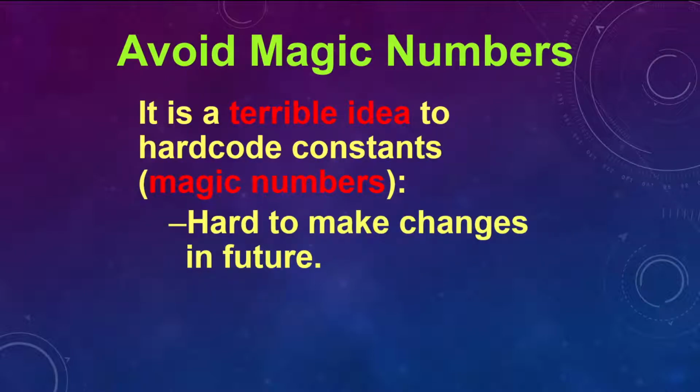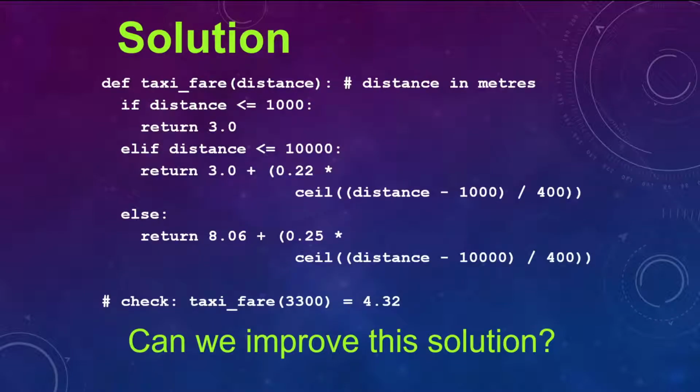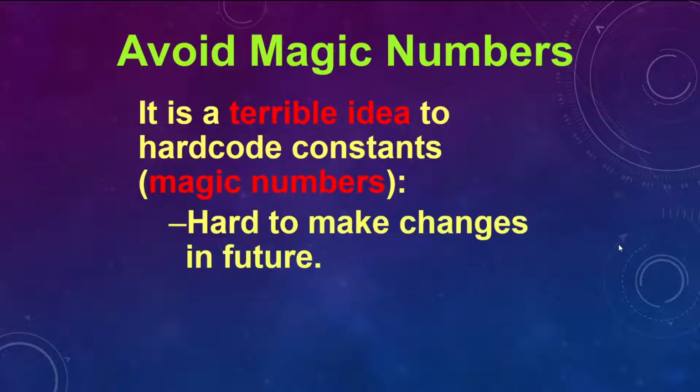Basically what's happening here is that you have this thing called magic numbers. Let me go back 2 slides to show you what the magic numbers are. There are some numbers here that are hard coded, for example 1,000, 0.22, etc. All these are hard coded numbers. When you have hard coded constants, it's difficult to make changes in future.